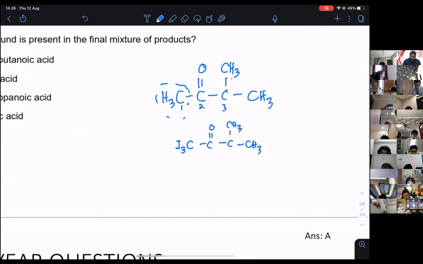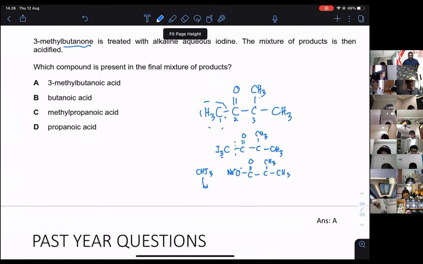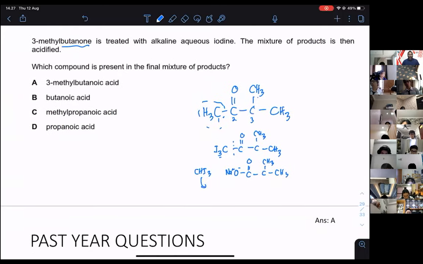Then using the sodium hydroxide, this bond is going to be broken. I am going to get this molecule, and then I will have O minus Na plus, and this one will become CHI3. That will give me the precipitate, which is going to be a yellow crystalline precipitate. But they say the mixture is then acidified.